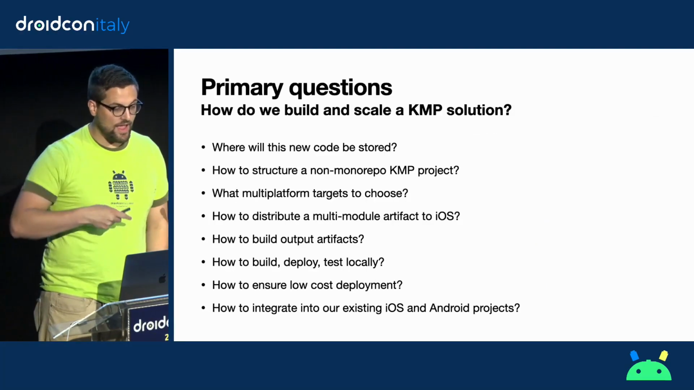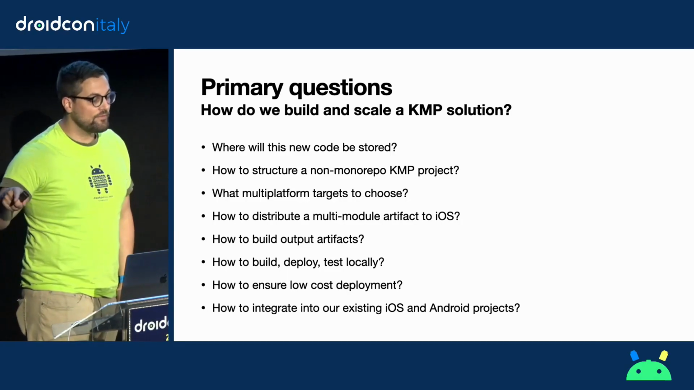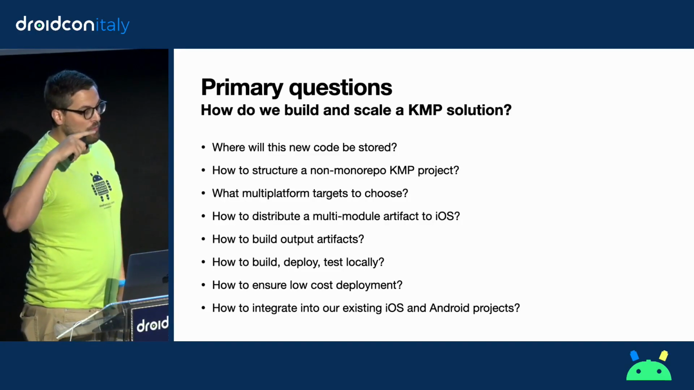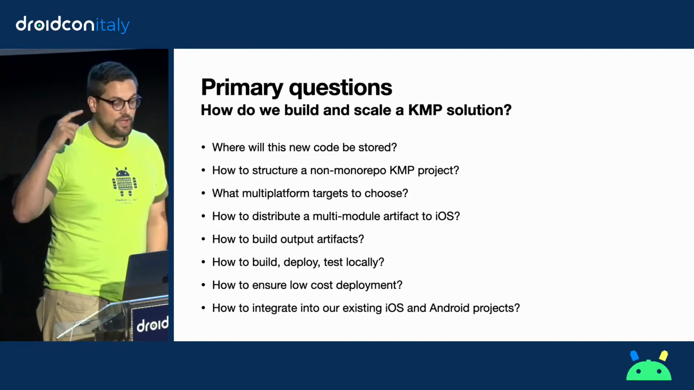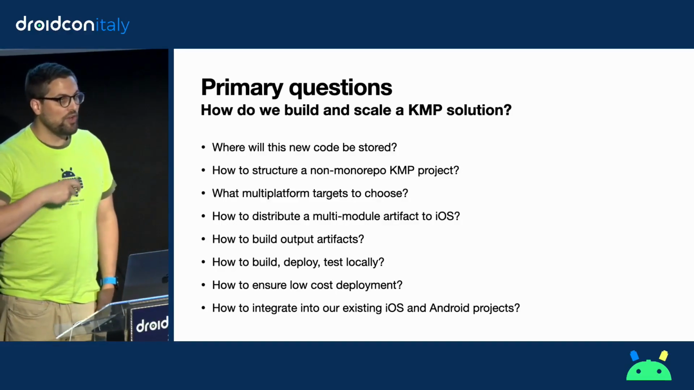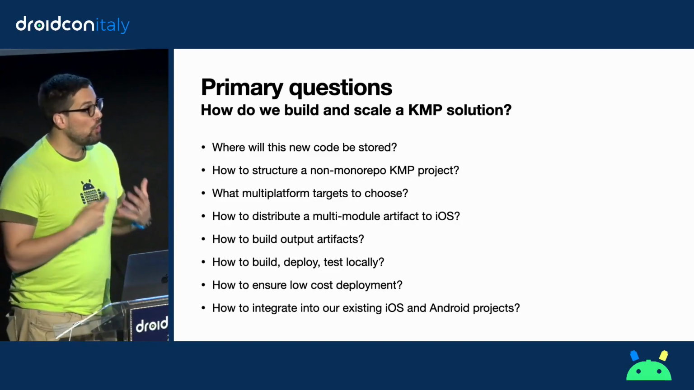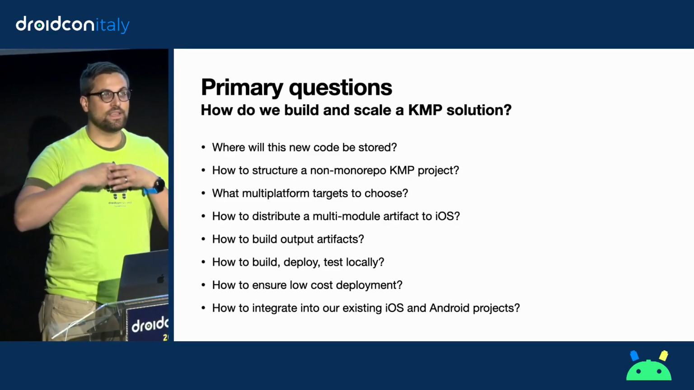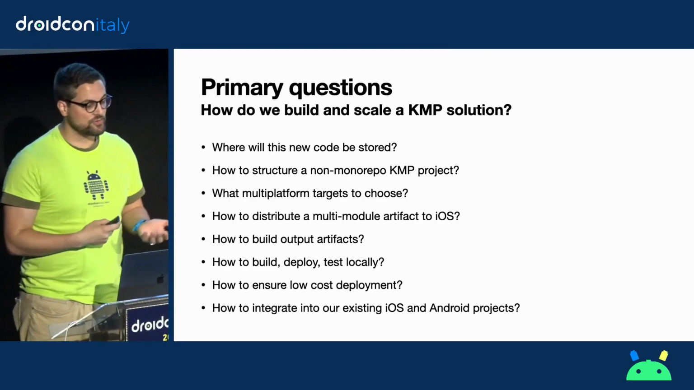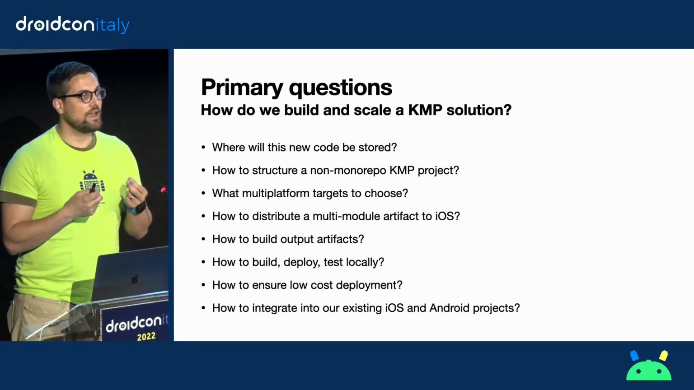So these are just, again, a handful of the questions we had, and these are going to be the questions that serve as the outline for the rest of this talk. We'll talk about where this code is stored, how we're going to structure the projects, what targets to choose, what our output artifacts are going to be, how we have a nice efficient local development pipeline, how we have this automated in CI for low-cost releases, and how we ultimately integrate these into our existing applications.